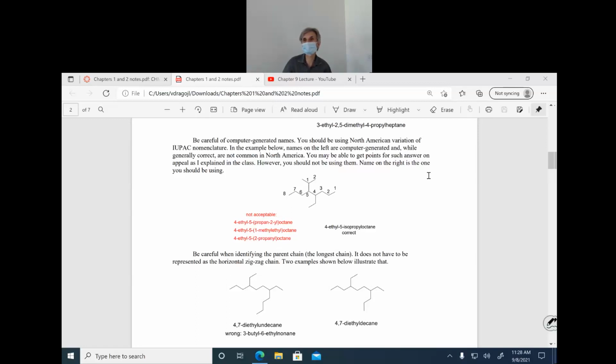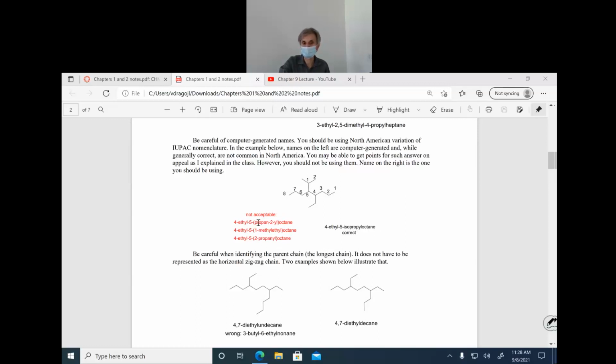If you try to publish a paper, let's say in the Journal of the American Chemical Society, they would ask you to change that to North American nomenclature. So we don't use that nomenclature here. So for this compound, you can see the longest chain is already numbered appropriately, in this case from right to left. 8 carbons, it's octane, and the substituents are ethyl group and isopropyl. So if you were naming it, you would name it 4-ethyl-5-isopropyloctane.